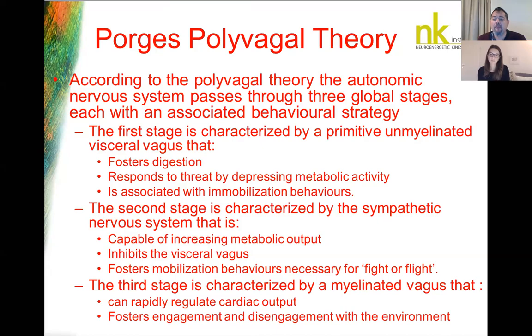Okay. Then you've got the third stage, which is characterized by the myelinated vagus nerve. So this is actually, in the 4 states of stress model, the no stress state. Okay, so you can rapidly regulate cardiac output, so that's heart rate variability. And it's also part of the social engagement system.